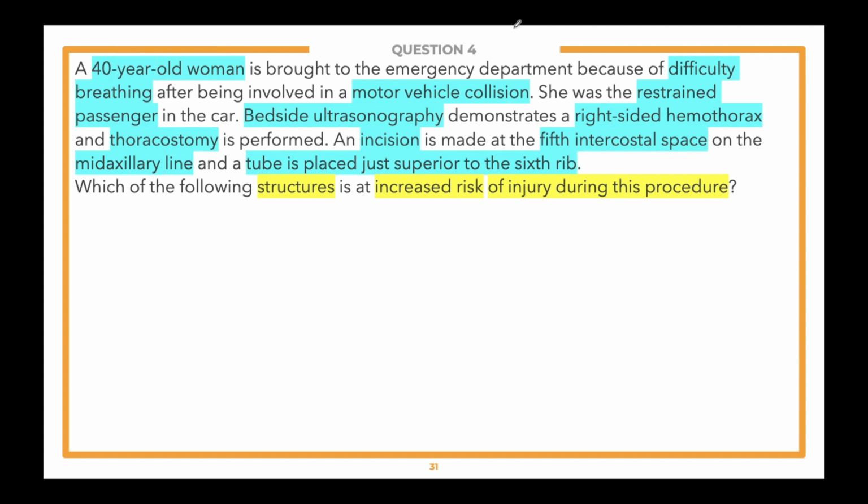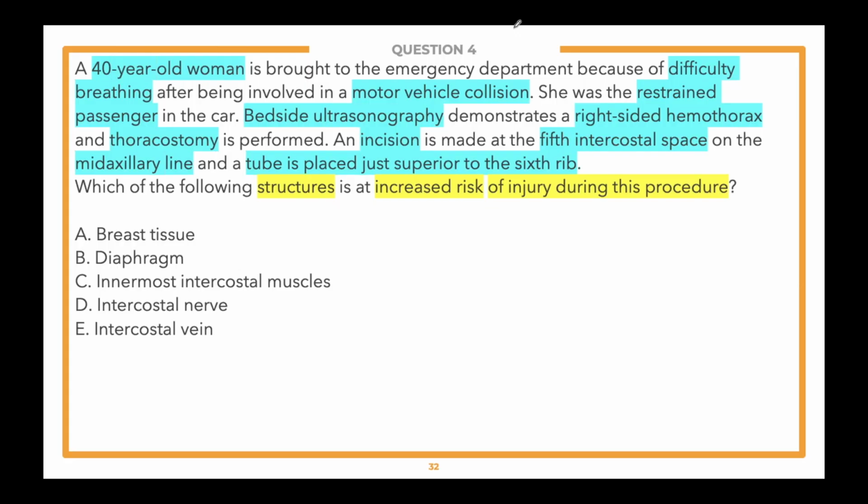I think knowing how that procedure is done, what things are being cut through, if anything, and what's nearby, and then knowing that anatomy to answer this question. So let's go ahead and take a look at those answer choices. You can see here we have 5 answer choices, and once again, we're going to start at the bottom and work our way up to the top.